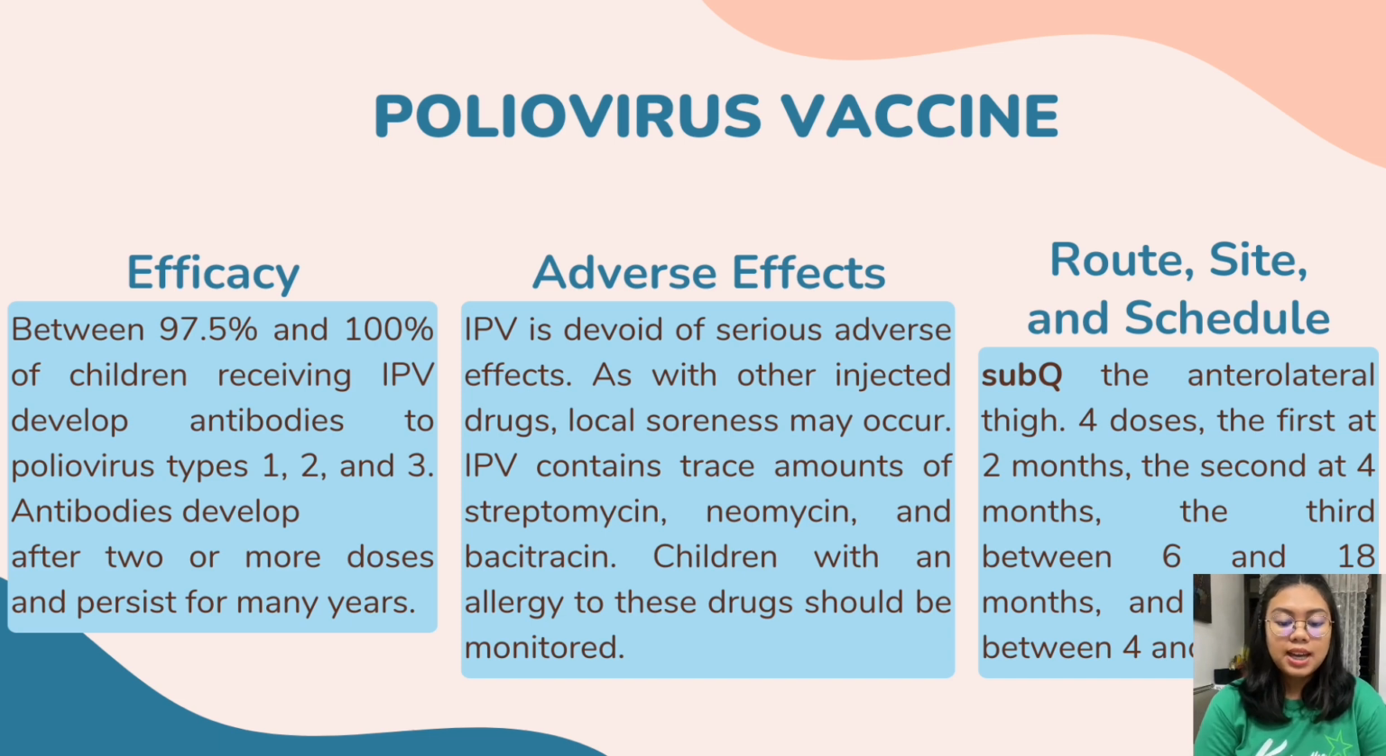For its route, site, and schedule of immunization: subcutaneous, in the anterolateral thigh. 4 doses, the first at 2 months, the second at 4 months, the third between 6 and 18 months, and the fourth between 4 to 6 years old.